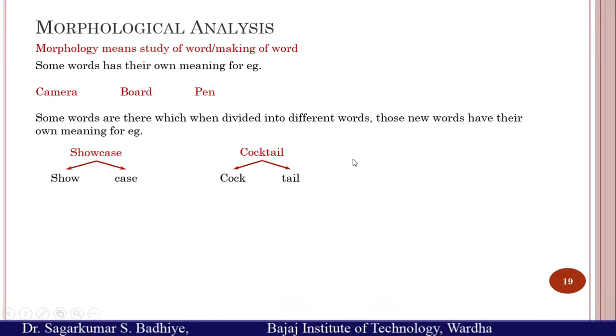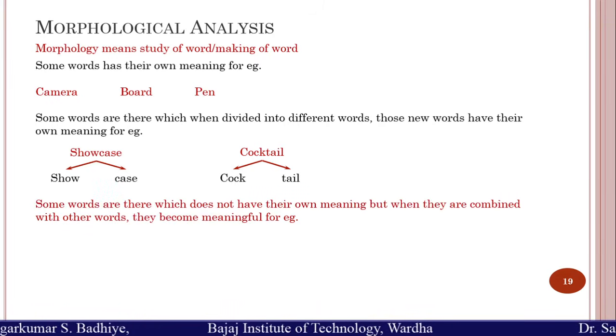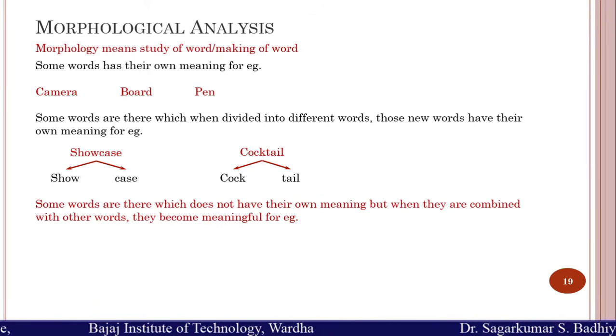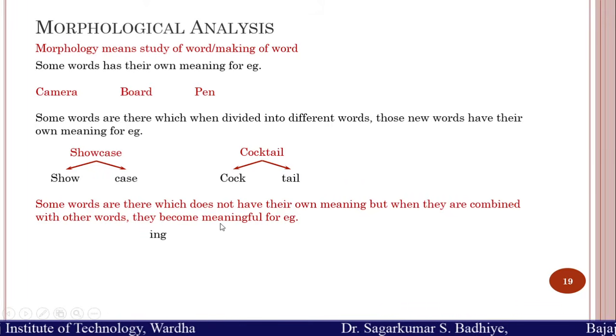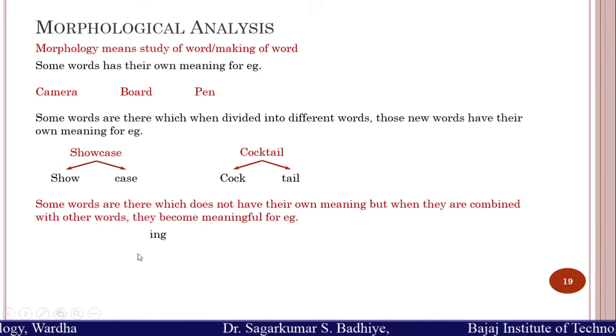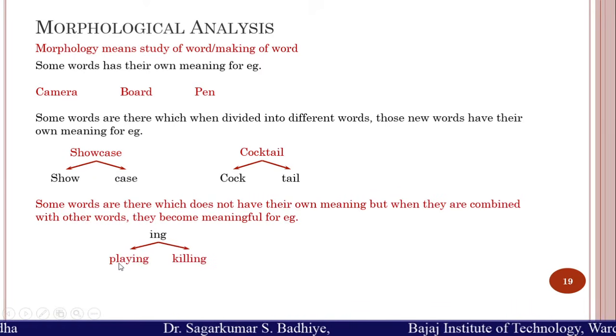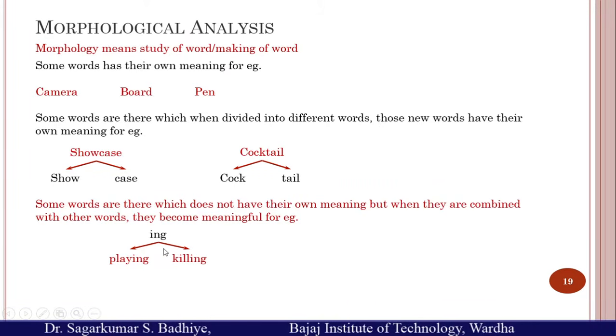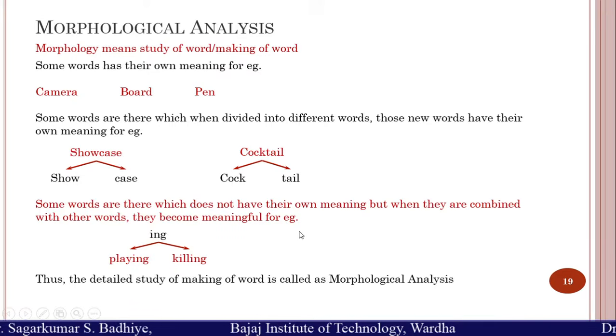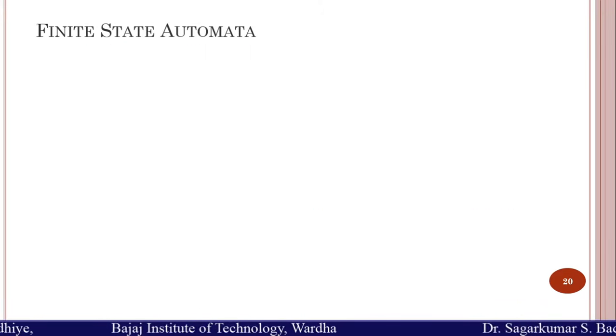Similarly, there is another kind of words which do not have their own meaning, but when they are combined with other words, they have certain meanings, so the word becomes meaningful. Like ing words, right? When you add ing to any word, it becomes meaningful. Like by adding ing to play, it becomes playing, and by adding ing to kill, it becomes killing. Thus, the detailed study of the making of words is called morphological analysis.